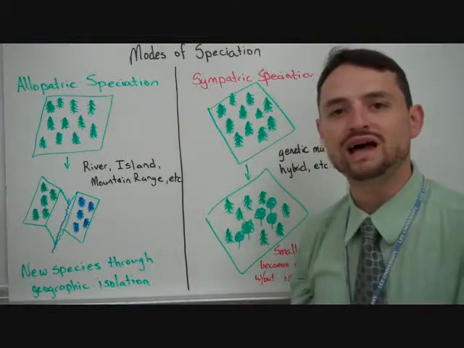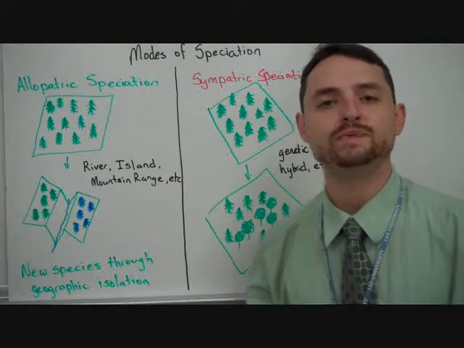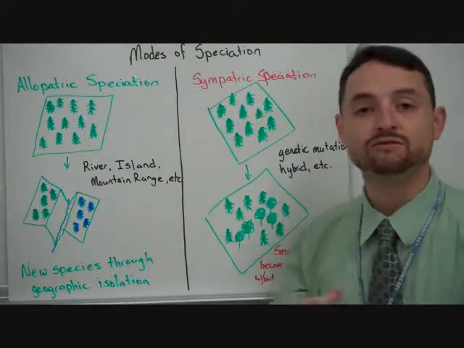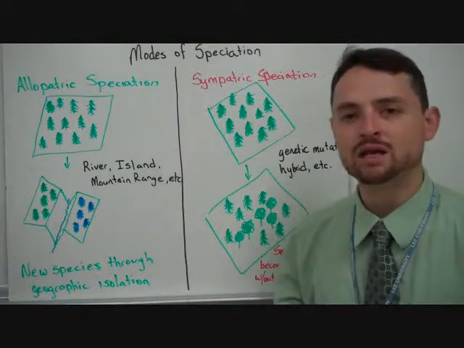The last two slides today deal with modes of speciation. How are species formed? And that's what speciation means, the formation of a new species. How does that happen? Well, there's two main causes of that.